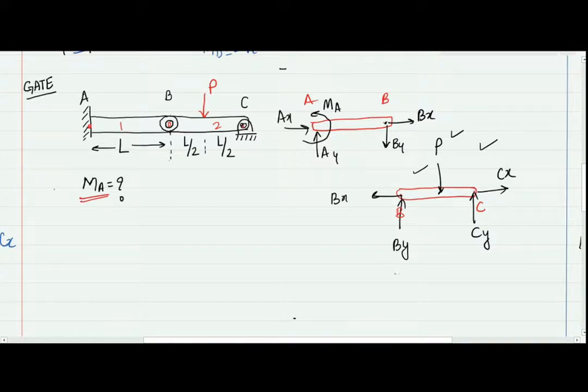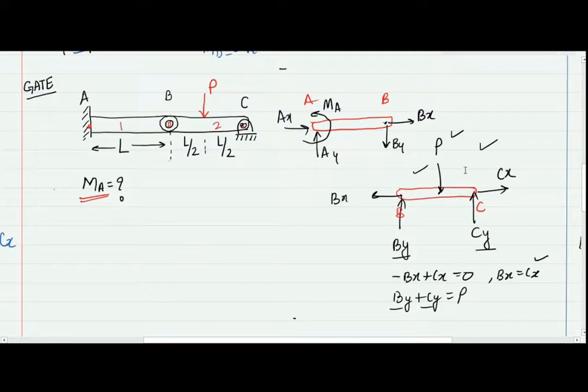Horizontal force balance: minus Bx plus Cx is equal to 0. So I will get that Bx is equal to Cx, but I am not able to get the magnitude. When I make the vertical force balance, By and Cy acting upward, so By plus Cy is equal to downward force P. Here also I am not getting any magnitude, so let's write the moment balance equation.